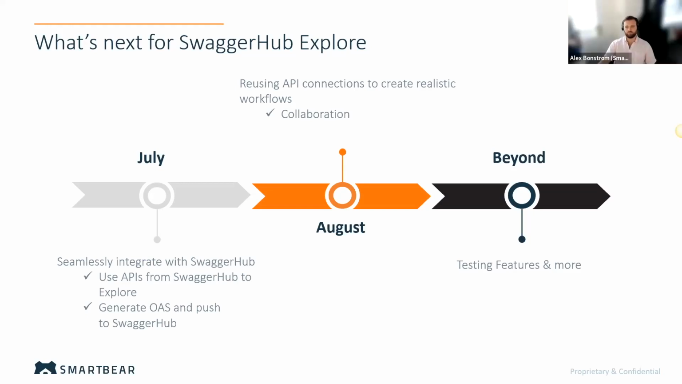And to go further on that, the integration is actually threefold, right? The first flow is you go from SwaggerHub to Explore. The second flow is that you could look at all the APIs that exist within your SwaggerHub account and choose which ones you want to start working with and interact with them and go from there.